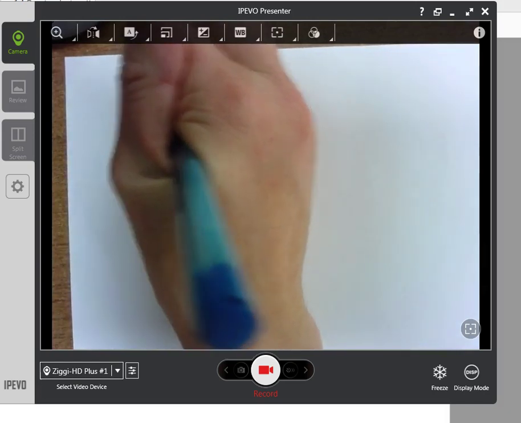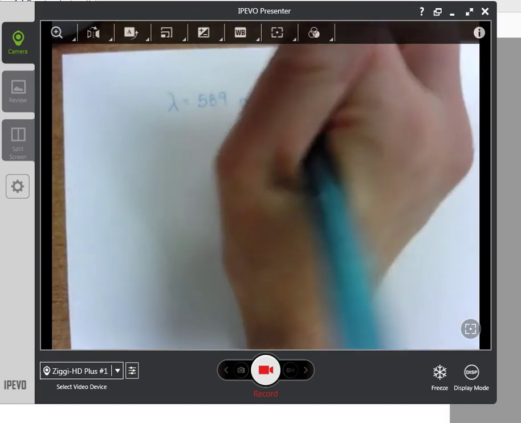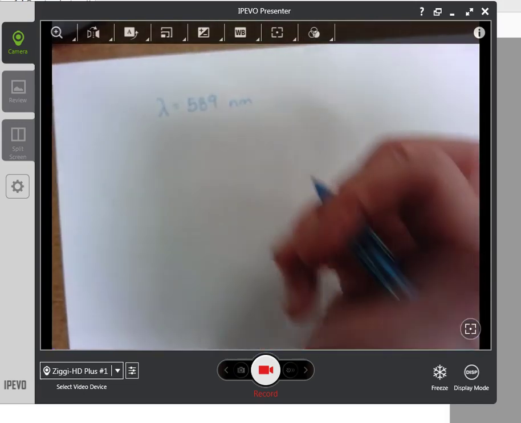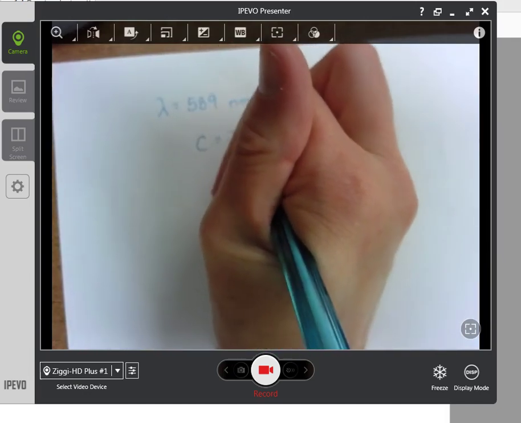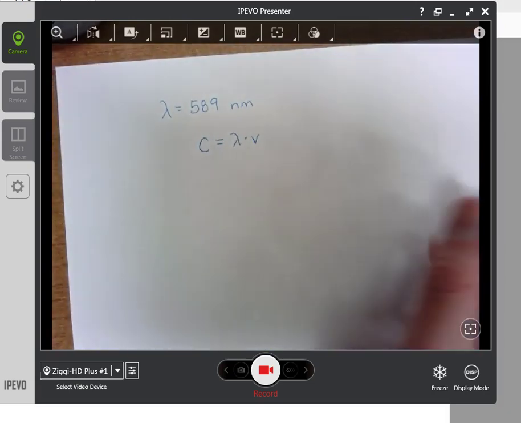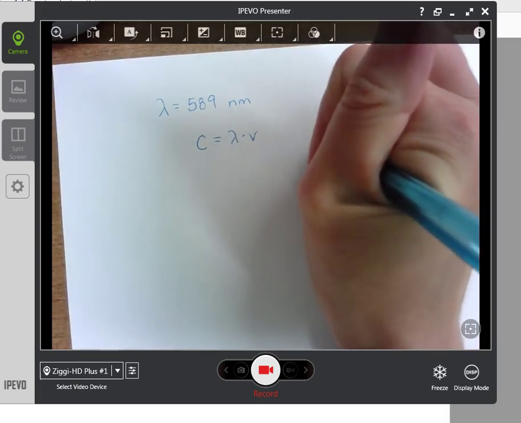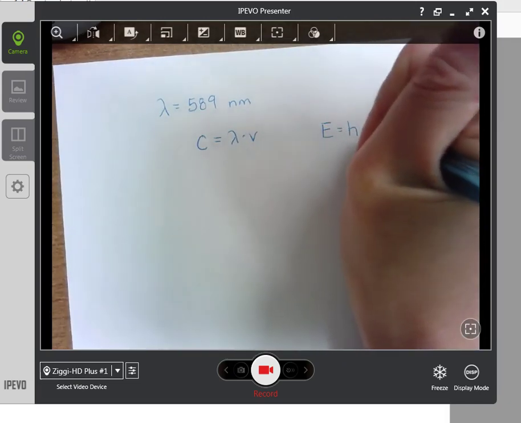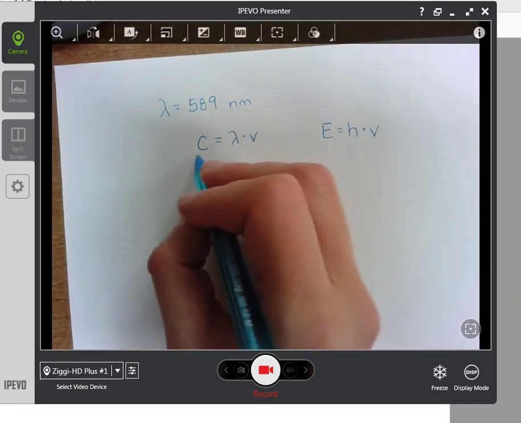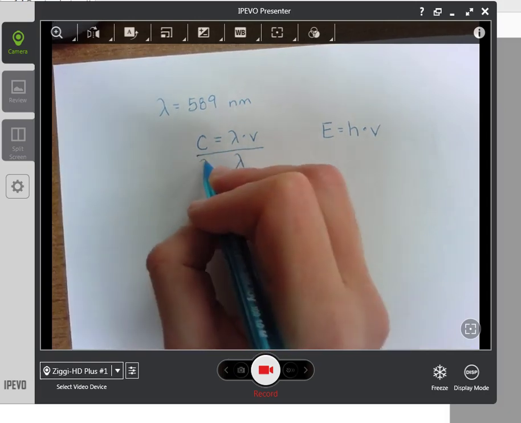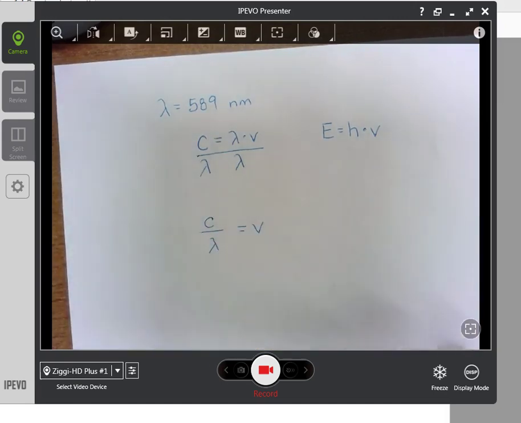So we have the wavelength, and we're looking for the energy. The wavelength equals 589 nanometers. So let's start with speed of light equals wavelength times frequency, and we can use that to find the frequency, and then we can say energy equals Planck's constant times frequency. So we'll start here by finding the frequency. We're going to divide both sides by wavelength. So the speed of light divided by the wavelength equals the frequency.